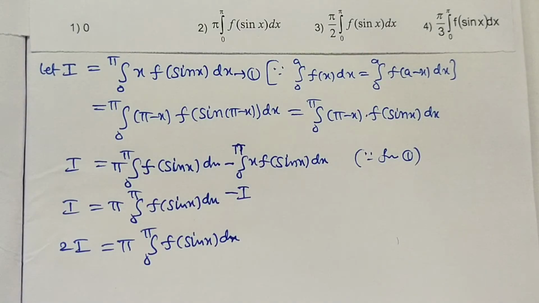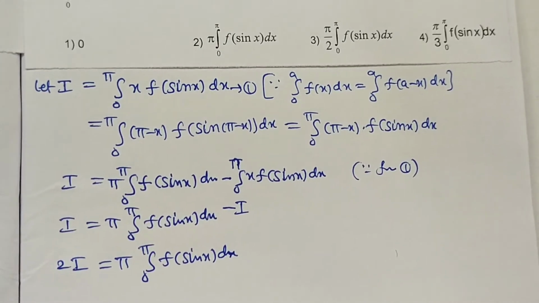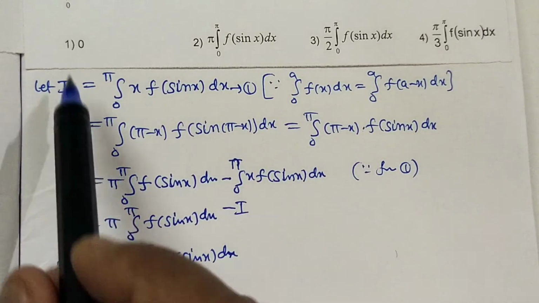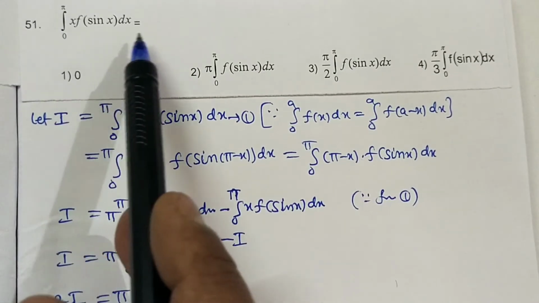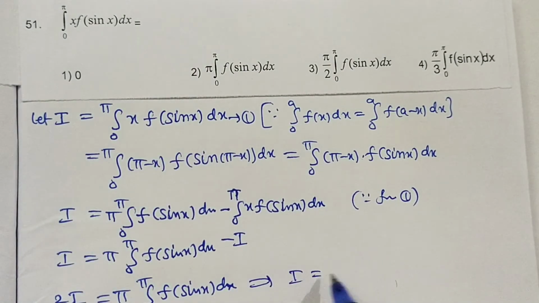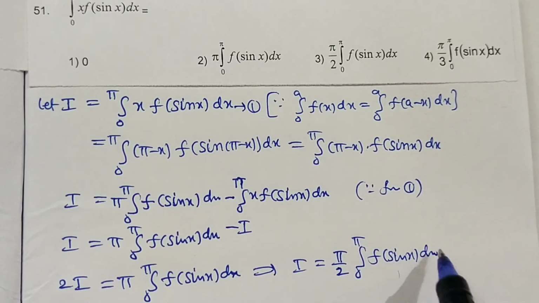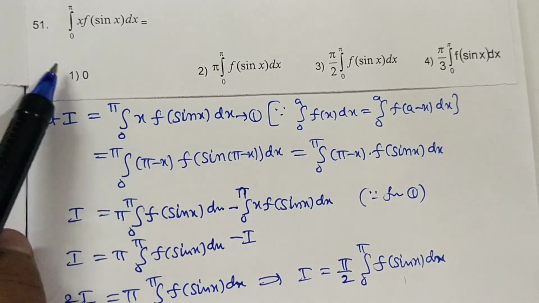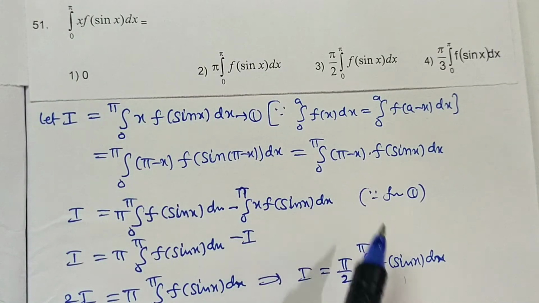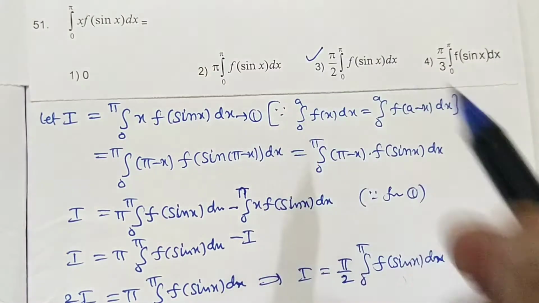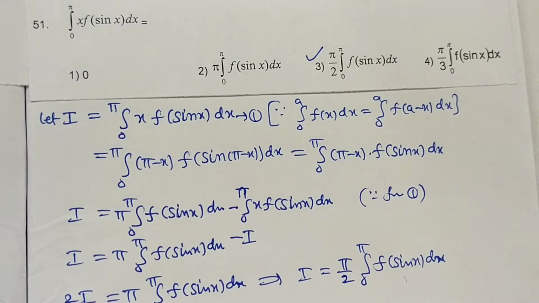But in the options, they are asking I value, integral 0 to pi x into f of sin x. So from this, I is equal to 1 by 2, that means pi by 2, integral 0 to pi f of sin x into dx. I means what? Given integral only. So integral 0 to pi x into f of sin x dx equal to pi by 2 integral 0 to pi f of sin x dx, which is there in the third option.